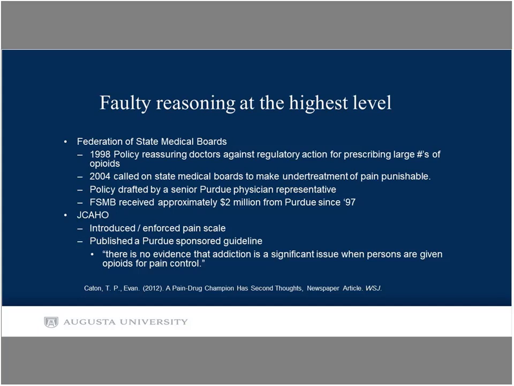The Joint Commission was the same type of issue. They introduced and enforced the pain scale in the mid to late 90s and published a guideline, which happened to have been sponsored by Purdue Pharma, indicating that there is no evidence that addiction is a significant issue when persons are given opioids for pain control.